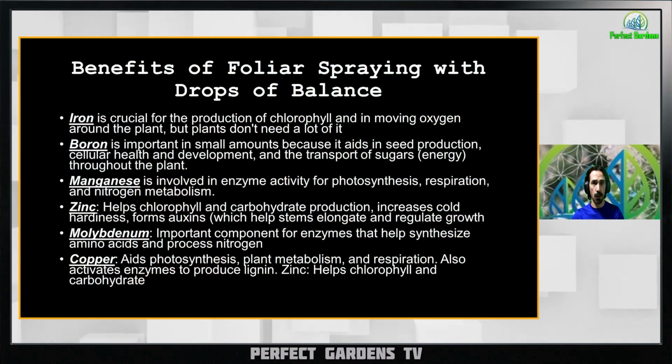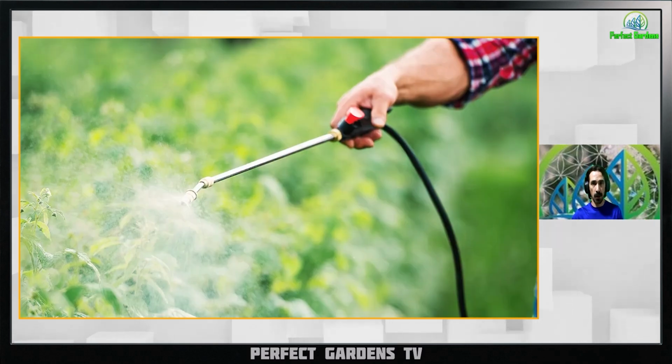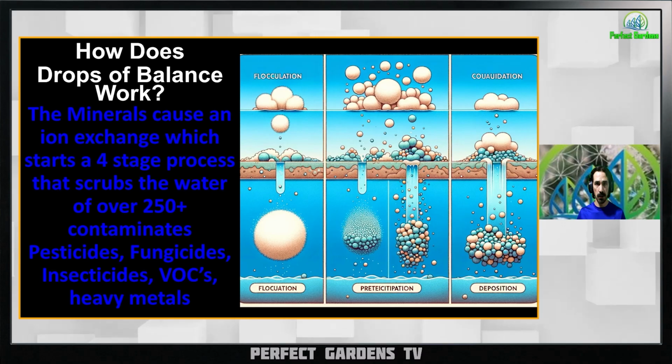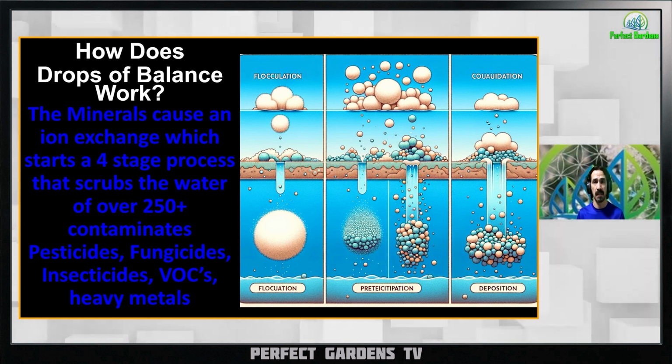And if you're growing indoors, you really want as much of that light to be absorbed as possible so you can use less of the light, so your electricity bill is less expensive. The second part is cleaning any pesticides and fungicides if you are using them. So how does Drops of Balance work? The minerals cause an ion exchange, which starts a 4-stage process that scrubs the water of over 250 contaminants: pesticides, fungicides, insecticides, VOCs, and heavy metals.